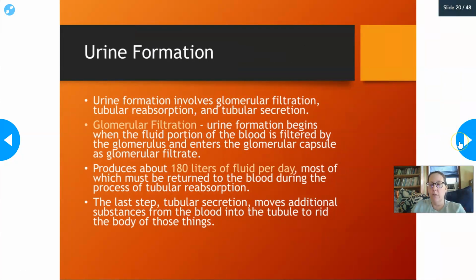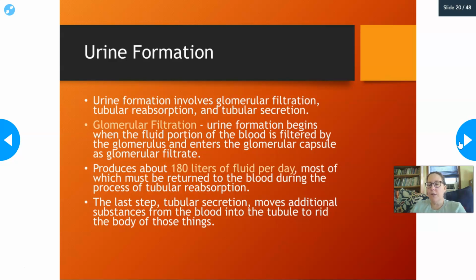Okay, so we'll circle back to this in a second. Okay, urine formation. So urine formation involves 3 steps: glomerular filtration, tubular reabsorption, and tubular secretion. Glomerular filtration: urine formation begins when the fluid portion of the blood is filtered by the glomerulus and enters the glomerular capsule as what we call glomerular filtrate.